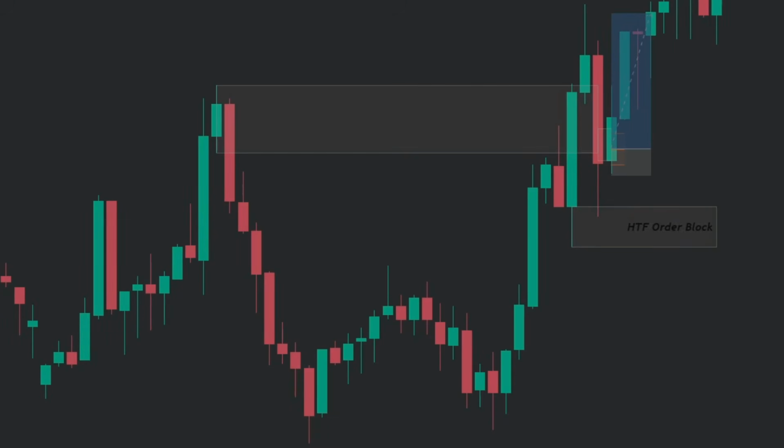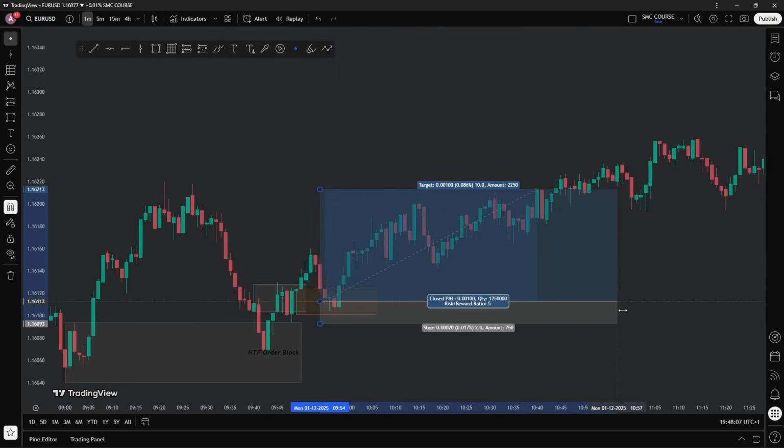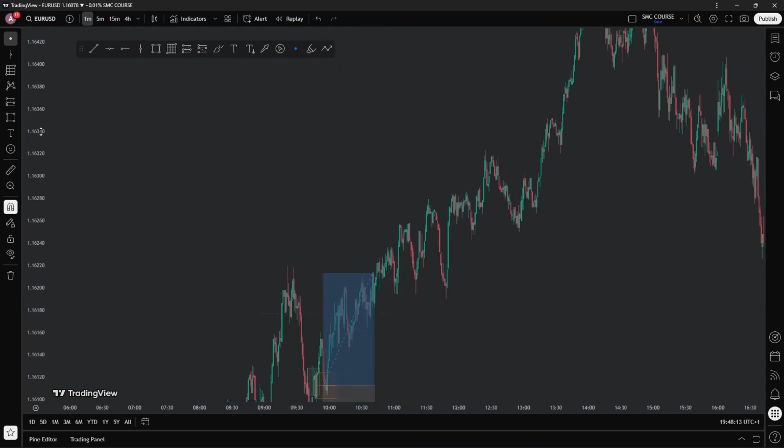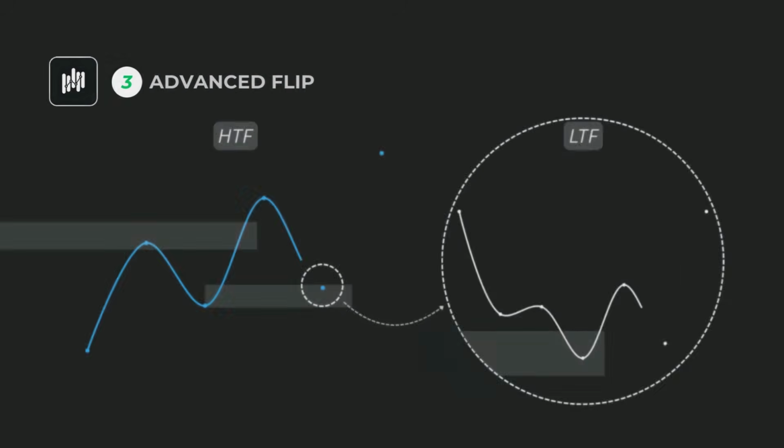To trade it, wait for the order block to be mitigated. Then move to a lower time frame, the entry time frame. After the break of structure and the formation of the fair value gap, enter a long position at this order block. Place the stop loss 2 pips below the entry point, and set the take profit at a 5-to-1. By following these steps, you can clearly see how a flip signals a change in market control and opens up precise, high-probability trade entries.